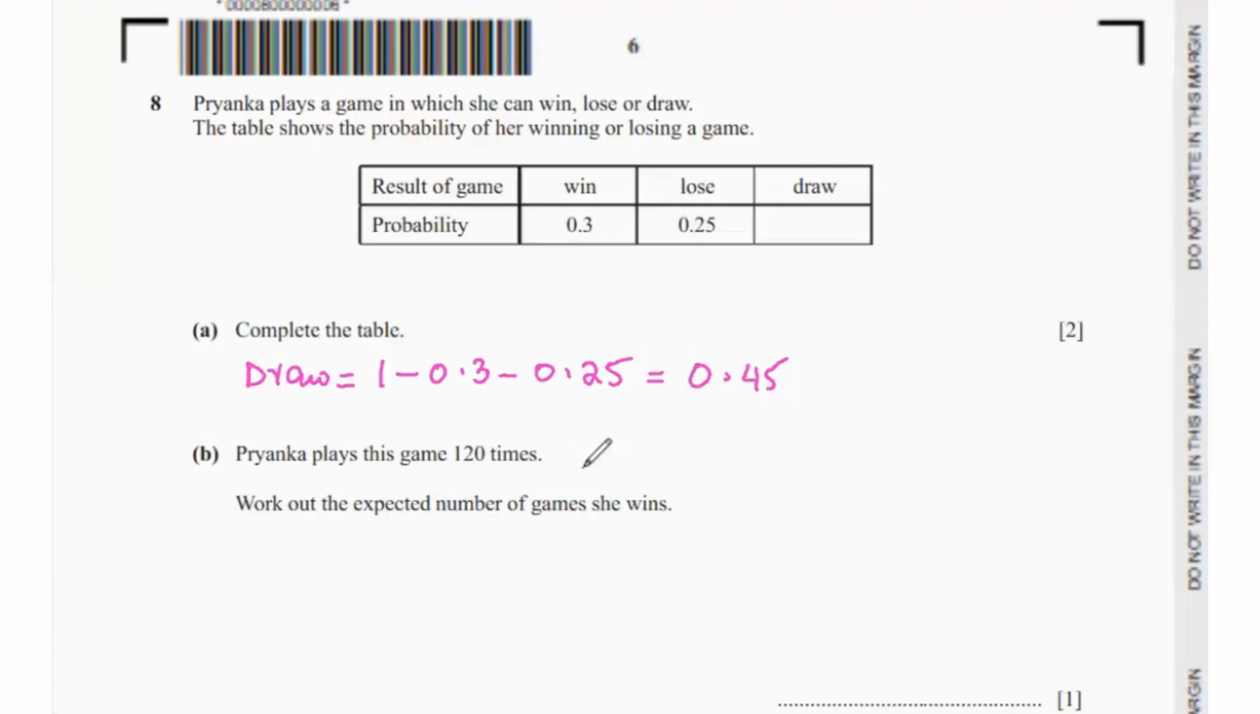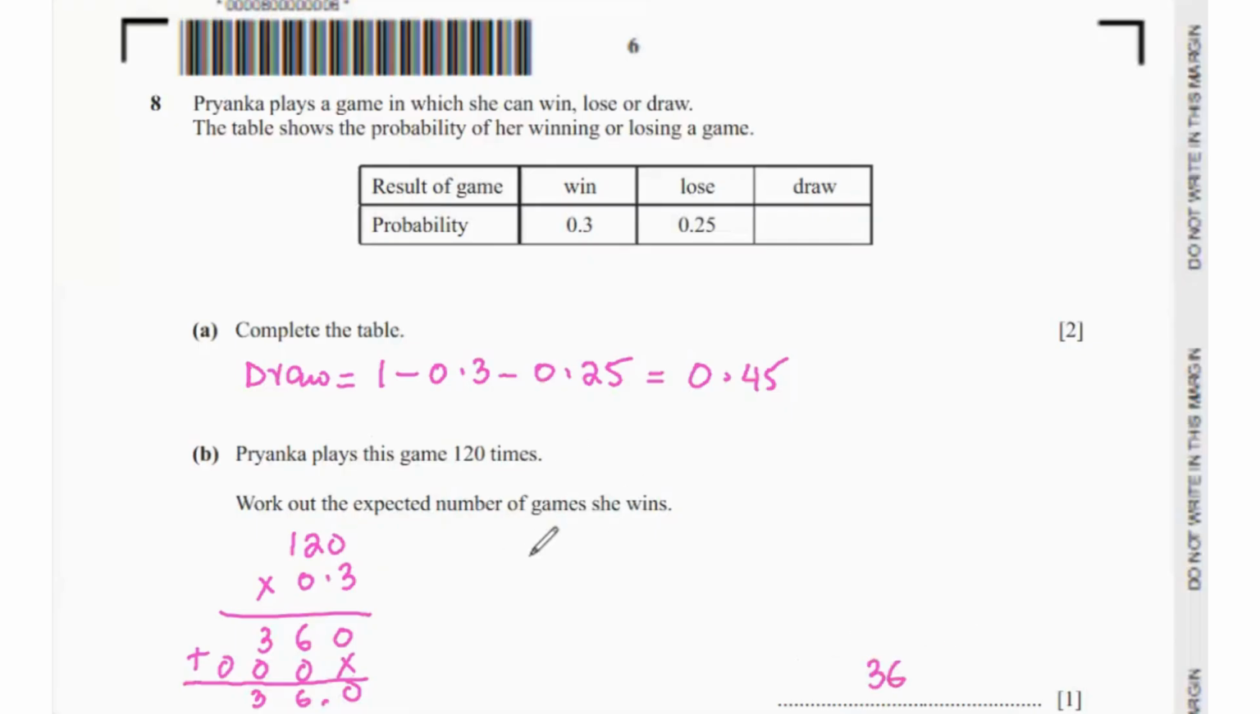Priyanka plays this game 120 times. Work out the expected number of games she wins. So, easy question. You just have to multiply the probability of her winning with the number of times she's playing the game. So that's 120 times 0.3. There are two ways of doing it. Either you can do the column multiplication, where you do 3 times 0 is 0, 3 times 2 is 6, 3 ones are 3, placeholder 0, 0, 0. Add it up. So that's 0, 6, 3, and the decimal comes over here, so 36.